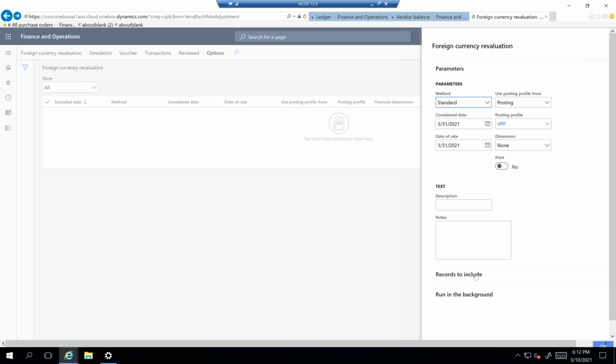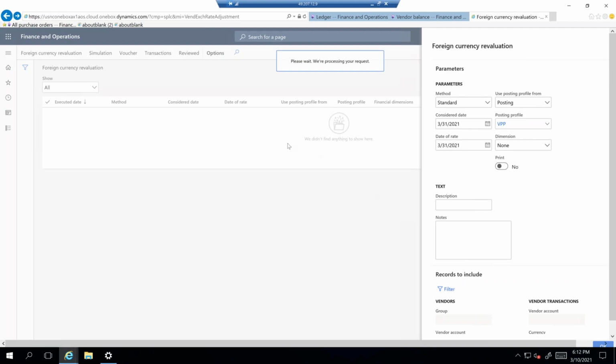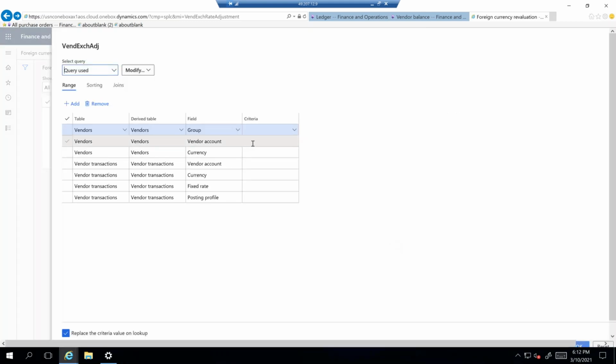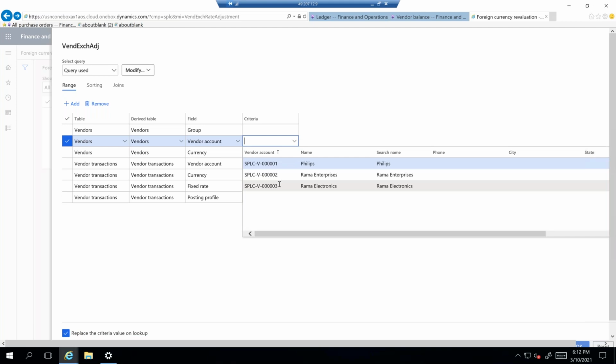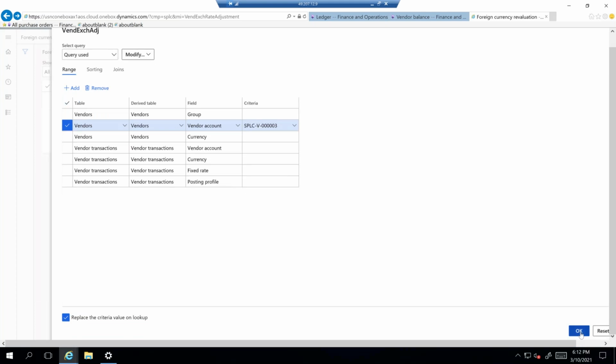Okay, fine. Records to include: usually we will execute for all vendors. We will not use the filter, but for practicing purposes, of course, only one vendor is there. So for understanding purposes, try to filter for one vendor so that you can understand what you are doing. Otherwise, in a real-time scenario, we will not use this filter. We'll execute for all vendors and click OK. This is for calculation purposes. I'm doing it for one vendor.